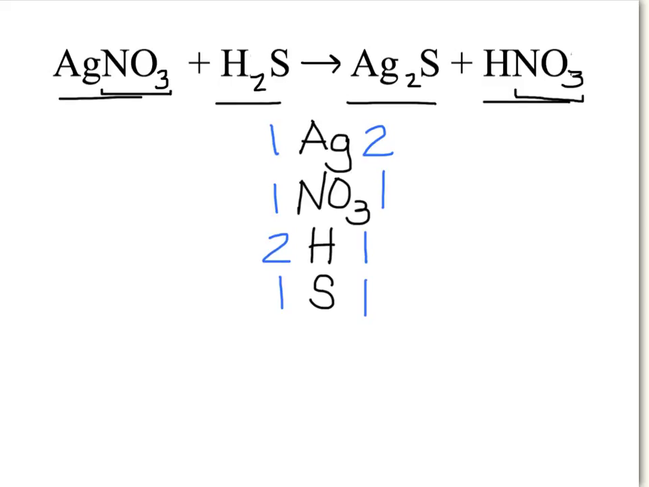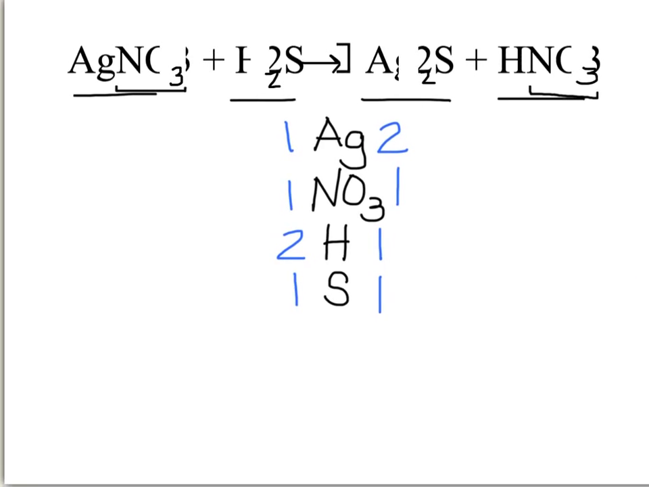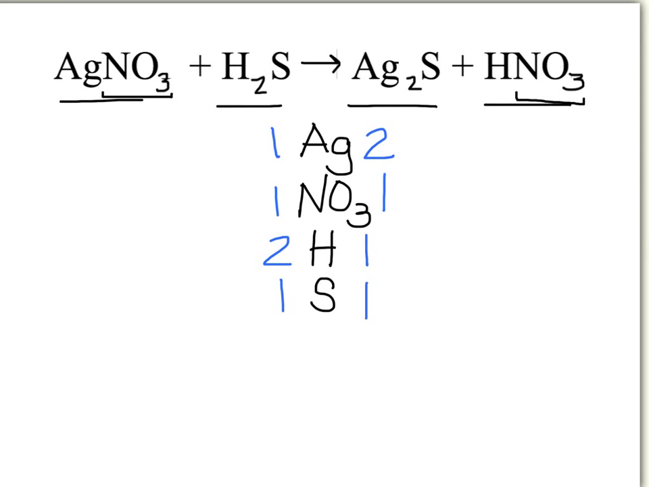Alright, so now we're ready to start balancing. So we want to look for something that's not the same on both sides, and that's pretty easy. That's going to be our silver. So in order to fix our silver, what we can do is put a 2 right here on the left. That will make 2 silvers going in and 2 going out. It will also change the number of nitrates on the left to 2.